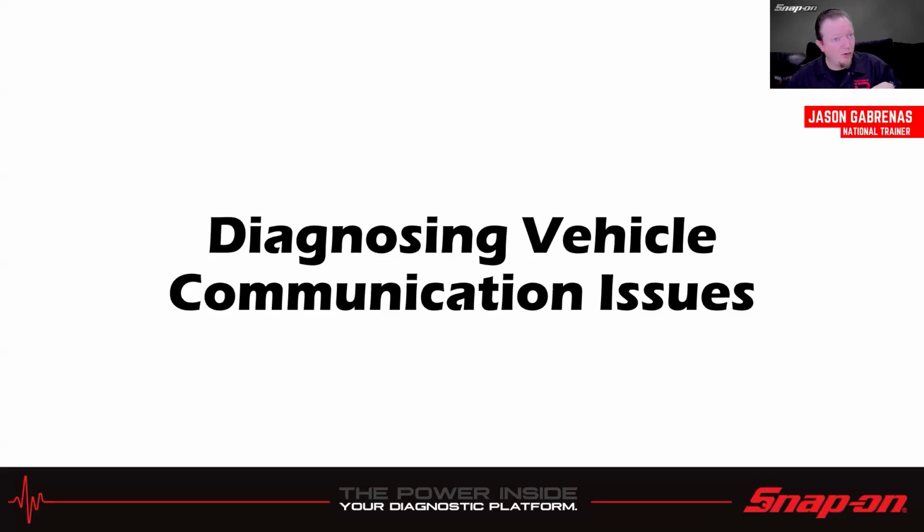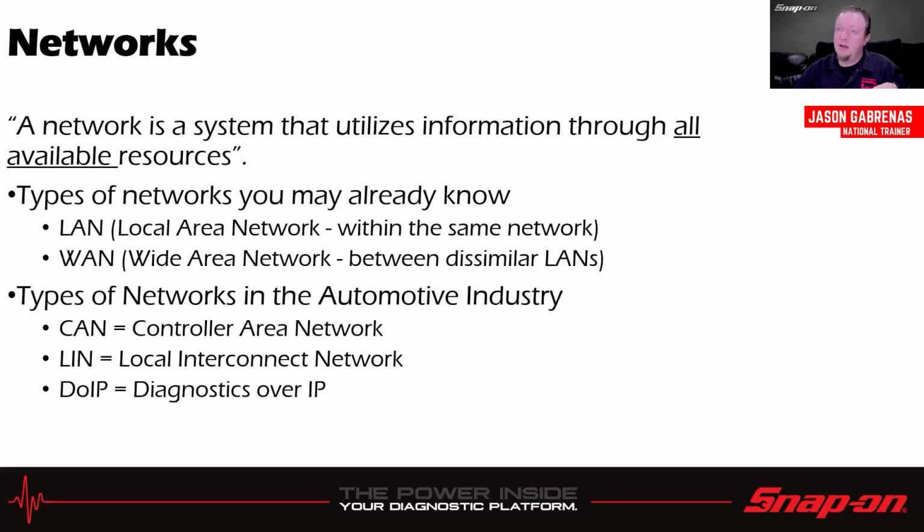A little high level overview of different networks, and then we'll dive into some wiring diagrams and take a look at how a couple different vehicles are laid out. So let's define a network. Networks are a system that utilizes information through all available resources. So any resources that are connected.